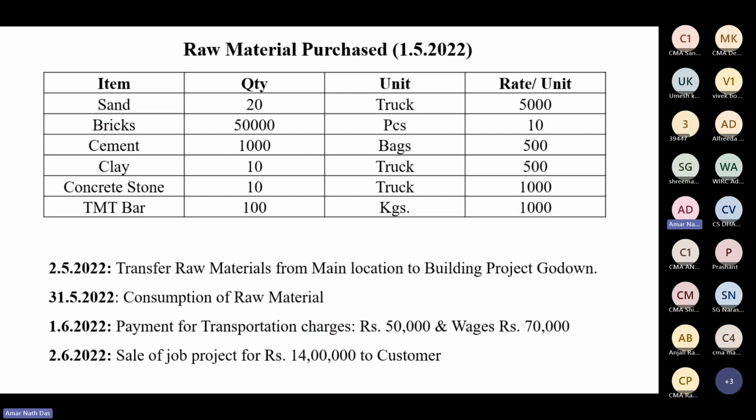On 1/6/22, that is 1st June, payment for transportation charges of 50,000 and wages of 70,000. These expenses have been incurred. And on the next day, the job project is sold and handed over to your customer at rupees 14 lakhs. Yeah. So that's the question.